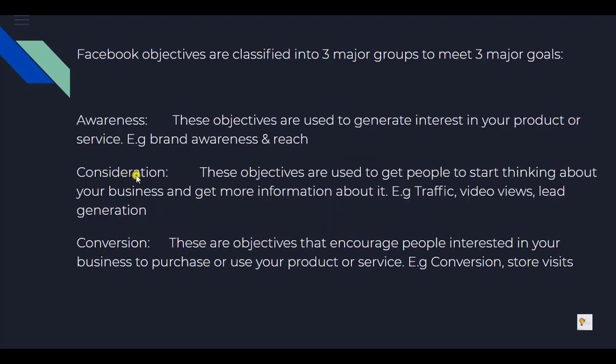All right, now we have consideration. This objective is used to get people to start thinking about your business and get more information about it. So you can use traffic, video views, lead generation, that's under consideration. And now finally, conversion. These are objectives that encourage people interested in your business to purchase or use your product or service, like conversion, store visits, and things like that. So when you want to run an ad to make people buy from you, you want to use the conversion campaign.